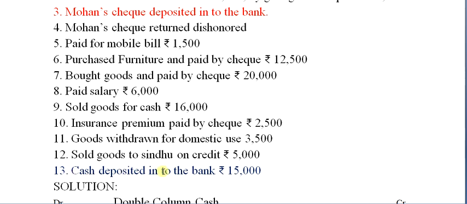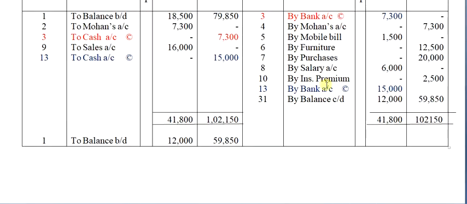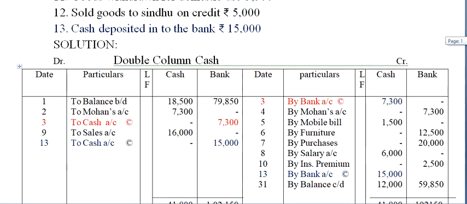13th transaction: cash deposited into bank, rupees 15,000. When we are depositing the cash into the bank, what happens? Our cash balance reduces automatically, and our bank balance increases. How much does it increase? 15,000. So in the 13th transaction, by bank account, the cash balance reduces by 15,000, a contra entry. Simultaneously, at the 13th serial number, to cash account, how much does it increase? 15,000, my dear students. There is no further transaction in this question.